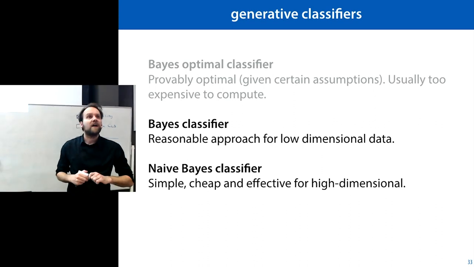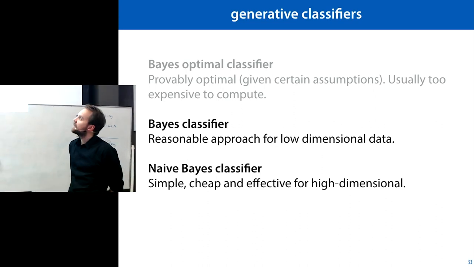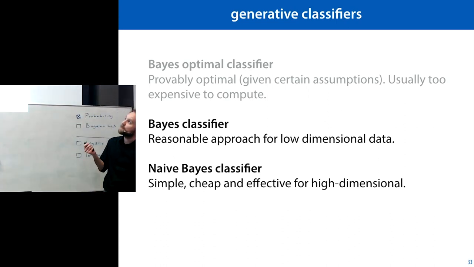Just to get the jargon right, the names of these things: there's something called a Bayes optimal classifier, which we won't talk about, but it's important not to confuse the things we will talk about with the Bayes optimal classifier. Then there's what I'll call a Bayes classifier, which is the basic approach of generative modeling.